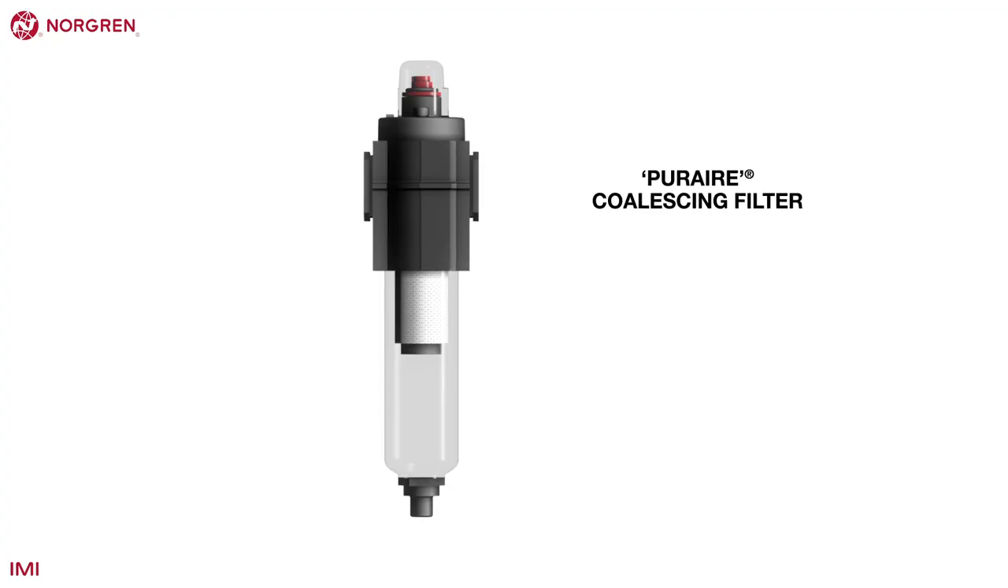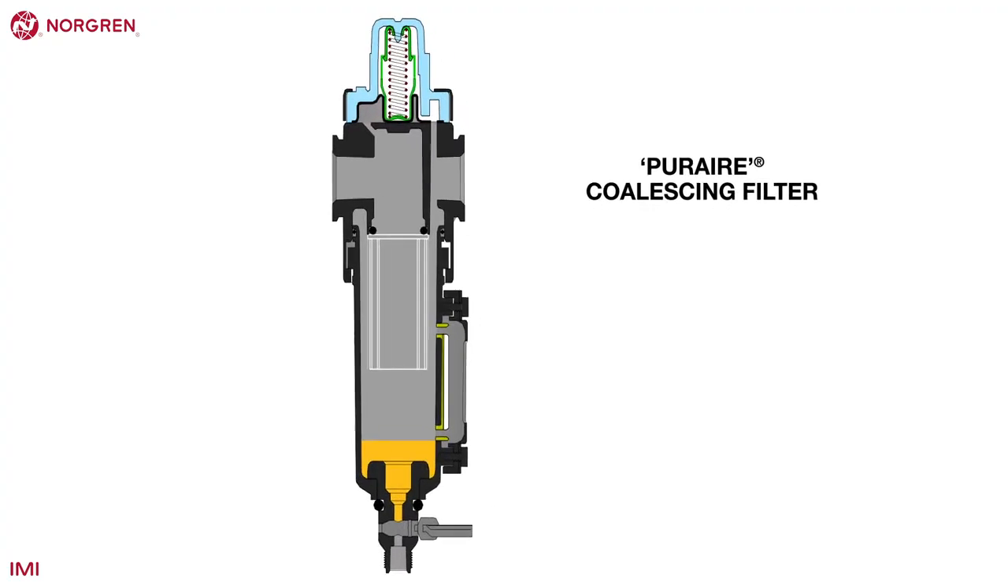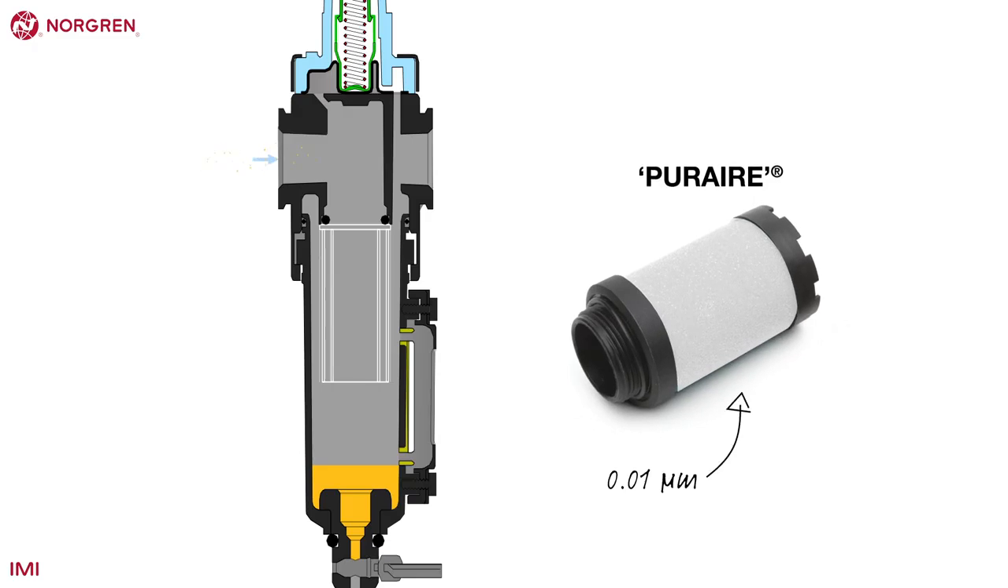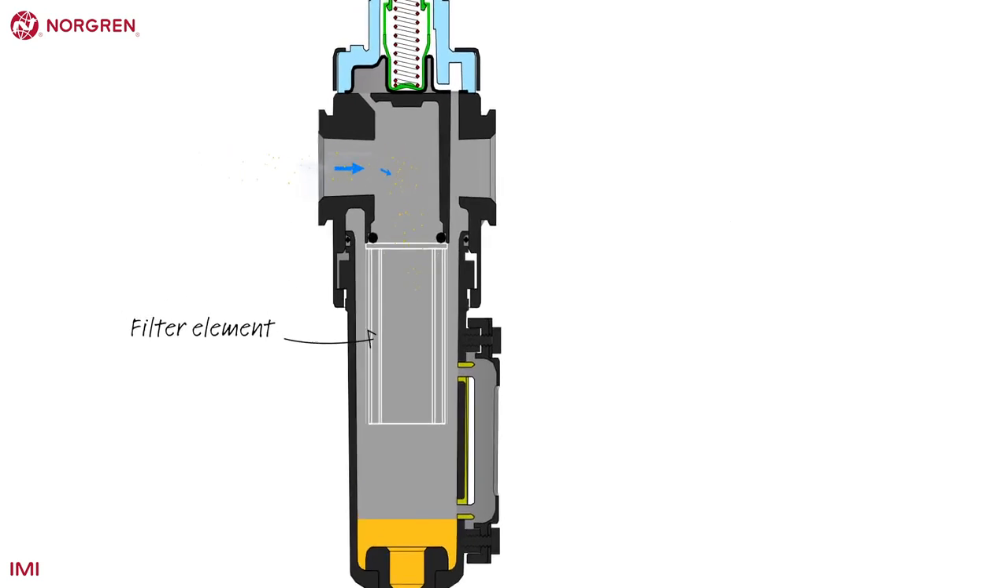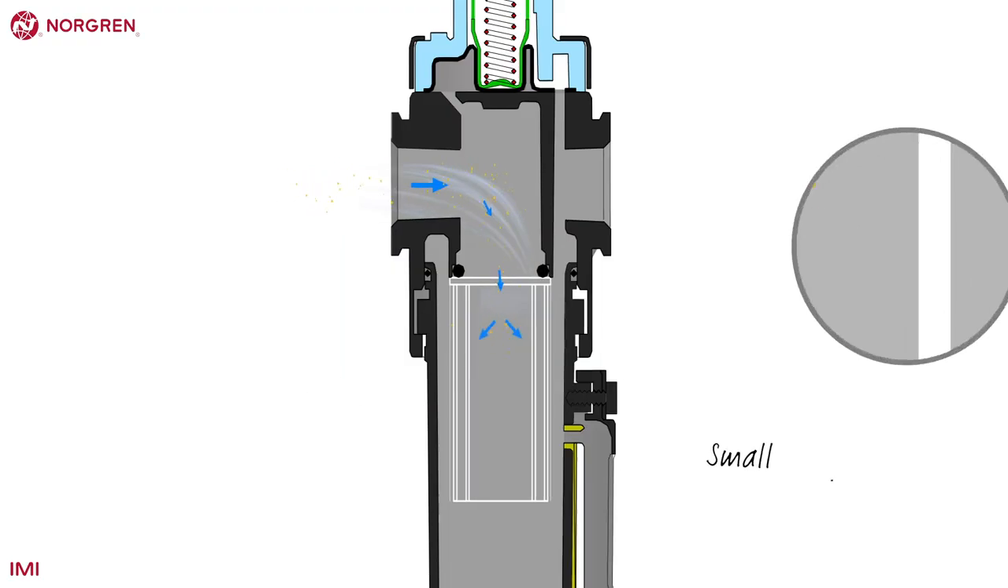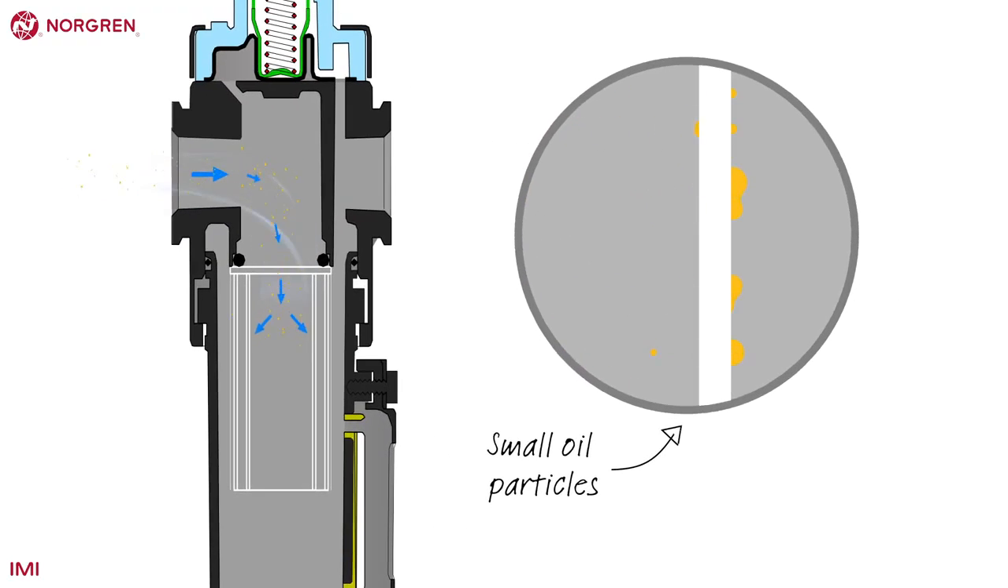Norgren's Pure Air coalescing filter removes oil and extremely small particles down to 0.01 micron from compressed air. It works by forcing air through an element where it changes direction and bumps into itself, causing any oil to coalesce or stick together, creating bigger drops on an outer sock. As it gathers, it gains mass, and so gravity forces it downward into the bowl.